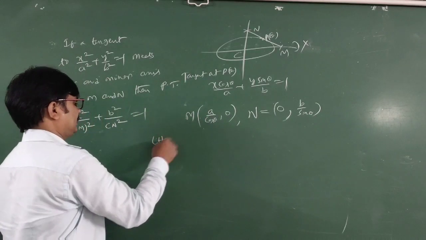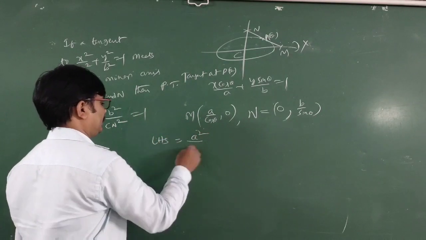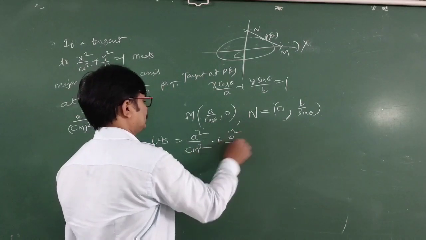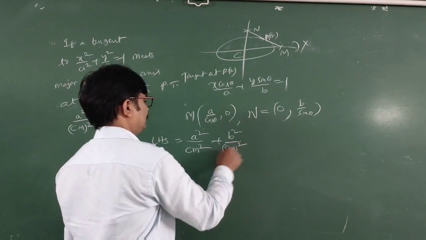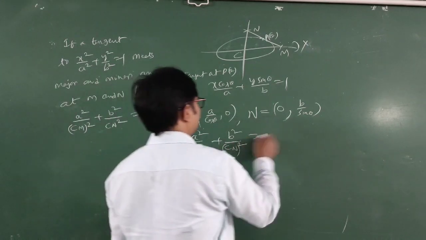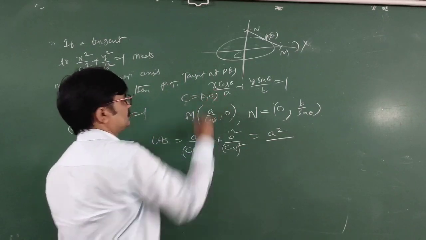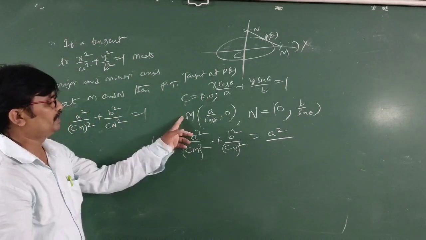Now the left hand side is a square by CM square plus b square by CN square. Dear students, C is the center. What is CM?